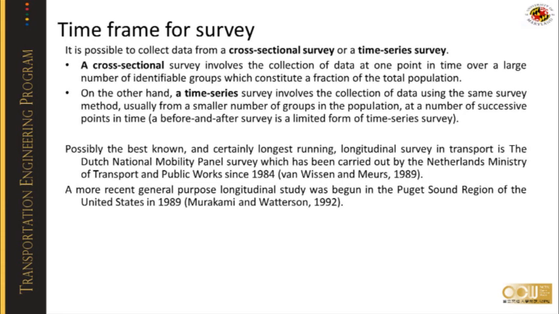So usually what you do, you have a small number of groups in the population because you cannot afford to have a very large sample, but you observe them at successive points in time. For example, that can be a before and after study or a time series survey. This can be a long-term time series or a short-term time series.